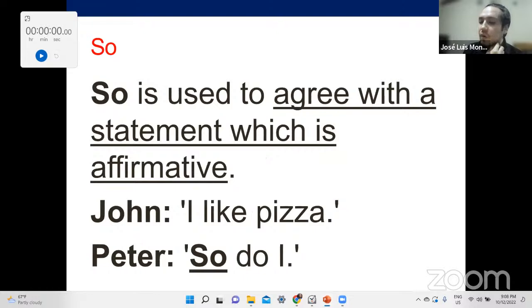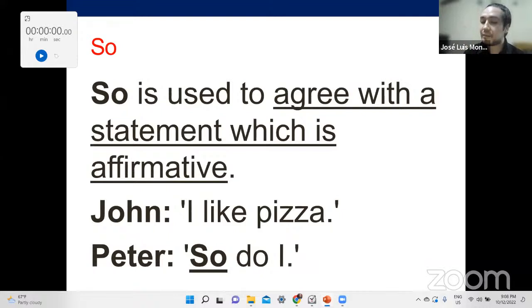And again, it's not always going to be "so do I." It depends on the verb that you're using. If it's simple present, you say "do." If it's simple past, you use "did." If it's present perfect, you use "have." If it's simple future, you use "will." If it's future with "be going to," you use "be," right? Anytime you have "be," you only use "be." If you don't have "be," you have to pay attention to the auxiliary.